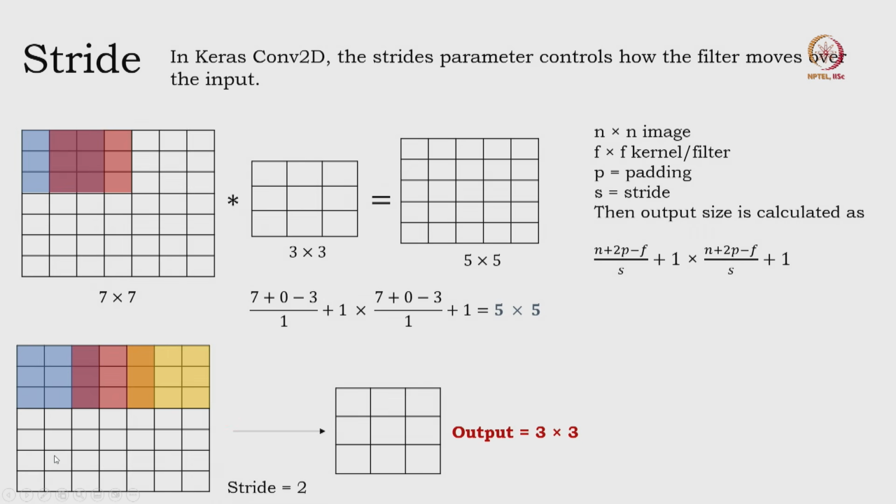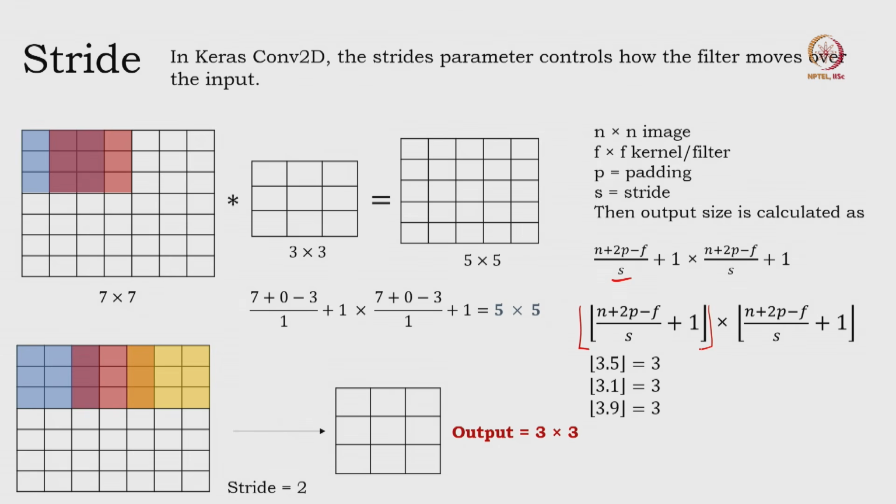Now, you can ask the question, whenever we are doing a division operation, for some size of input, some size of kernel, some stride value, what if we get a decimal value? Possible, right? We can have a decimal value also. Suppose you get a decimal value, the formula internally will consider the floor. This is a floor. So, what exactly is a floor?